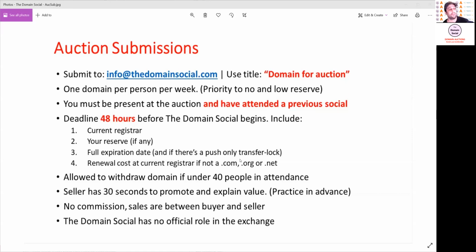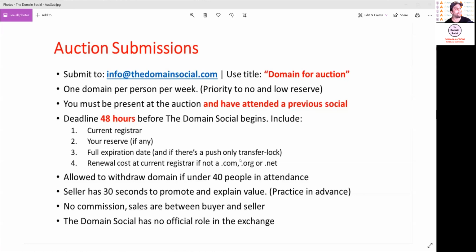So if you bought the domain hand reg within the last 60 days, that means it's gonna be locked until the end of those 60 days. So nobody will be able to transfer it to another registrar, but you could push it to them at the current registrar.